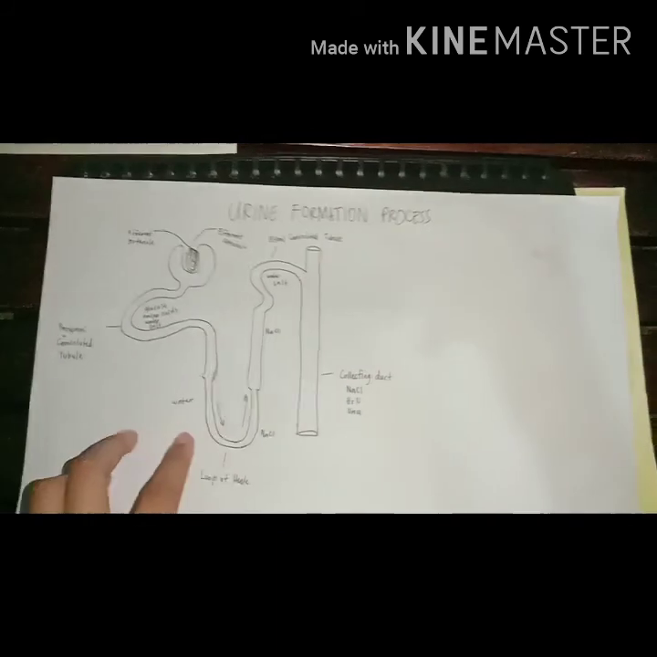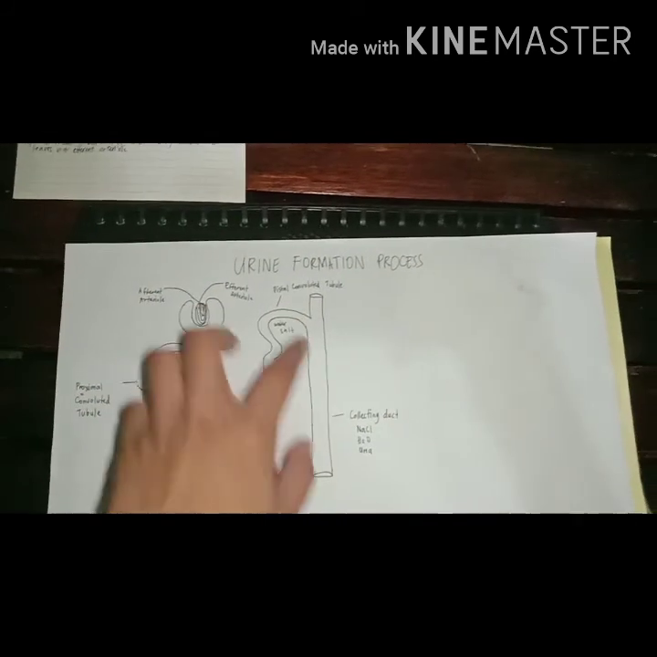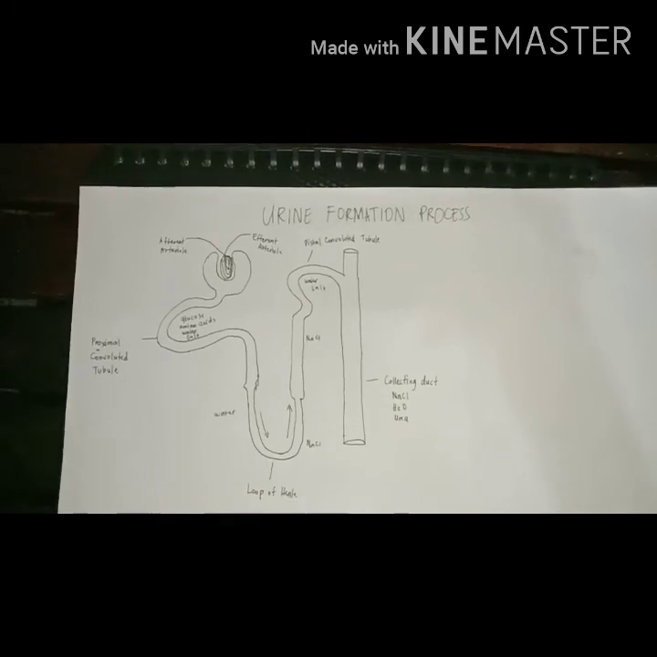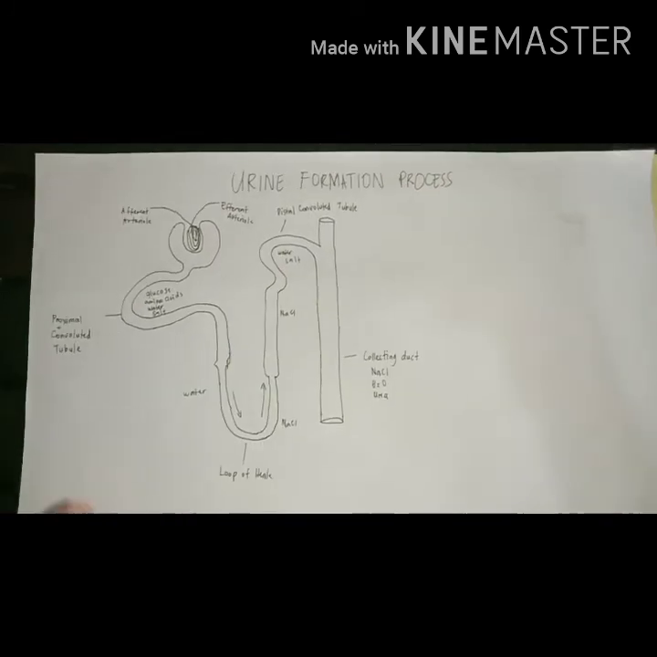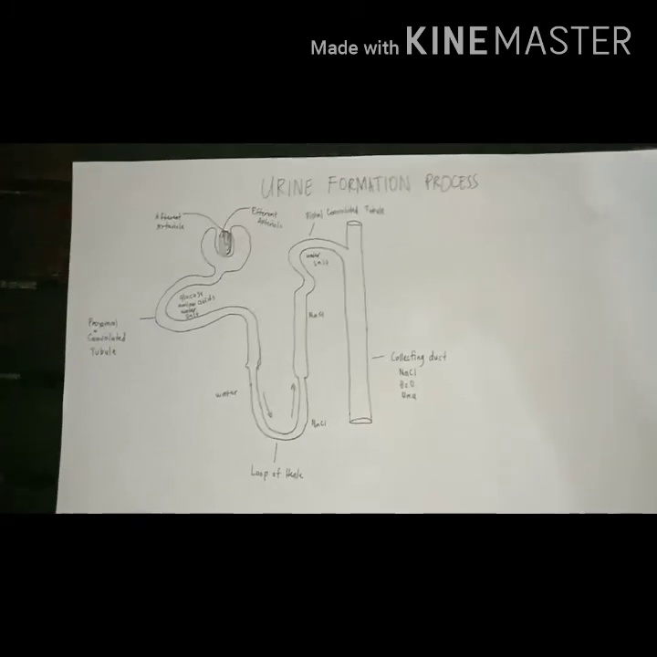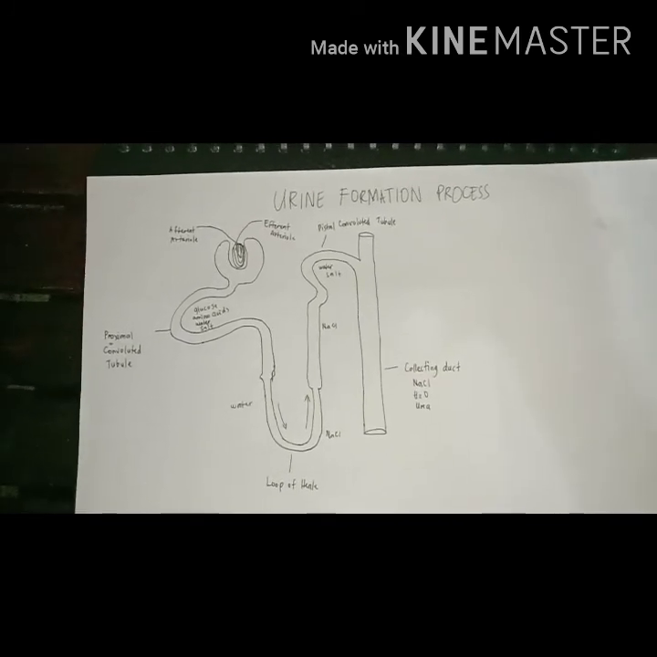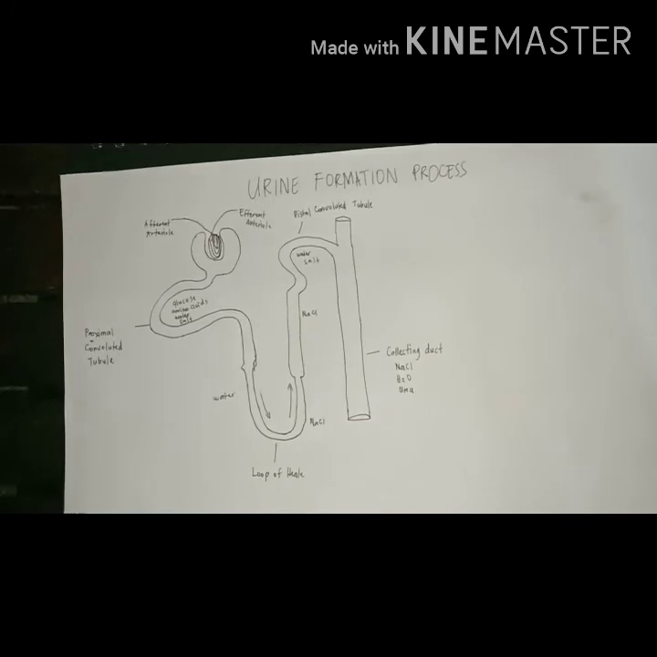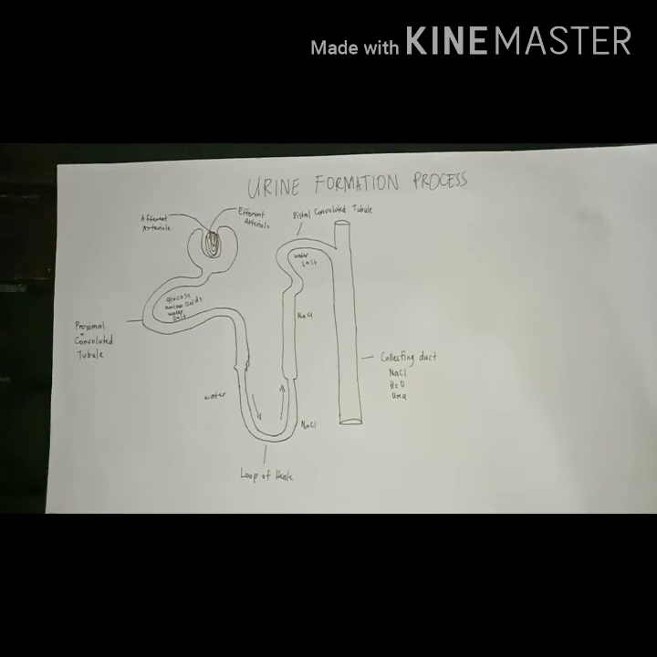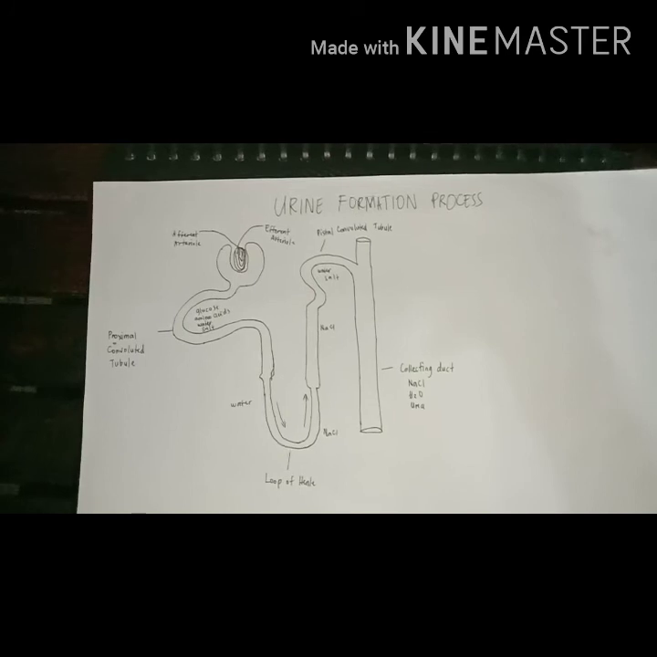So, from the proximal to the distal convoluted tubule, the process of reabsorption happens. Reabsorption is the movement of water and solutes back into circulation. Then the last process is the secretion. Secretion is the movement of solutes and water from circulation into the nephron tubule.